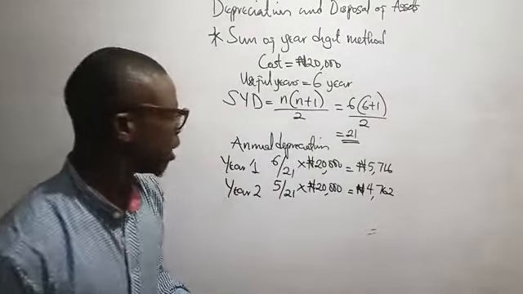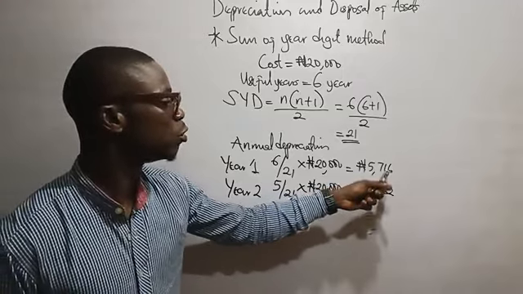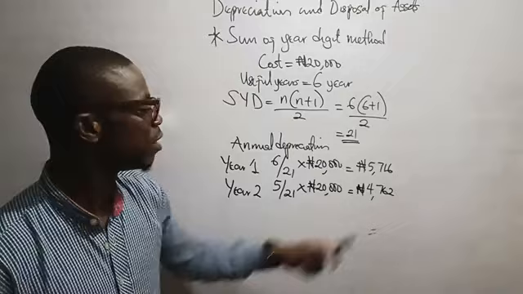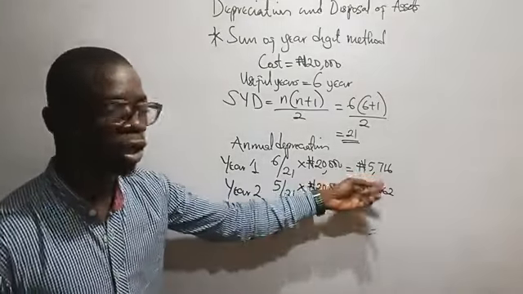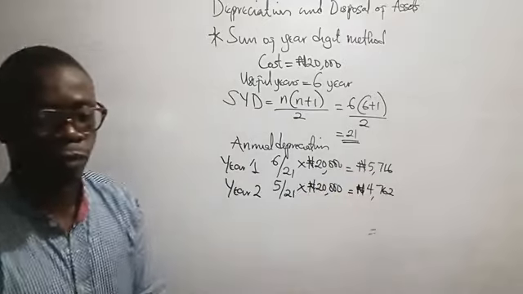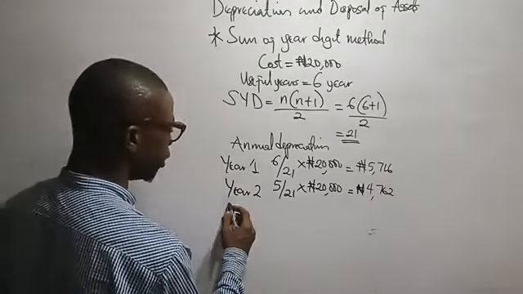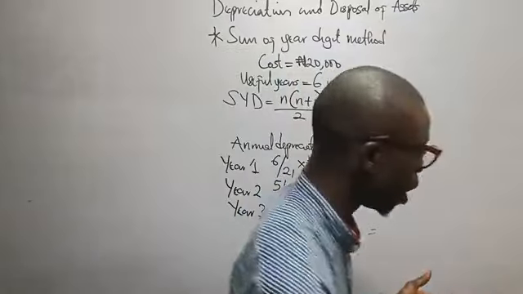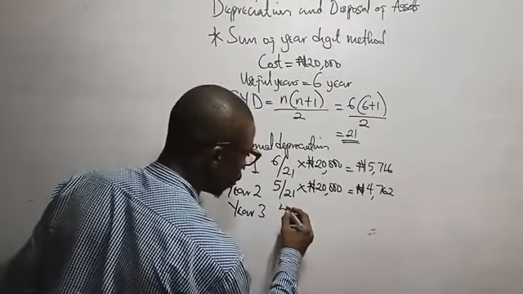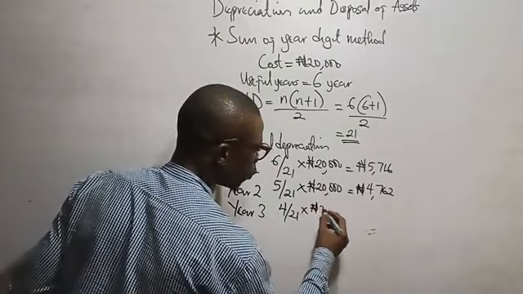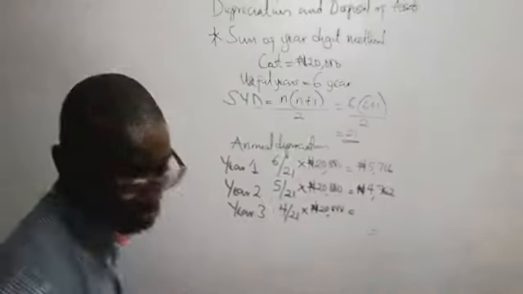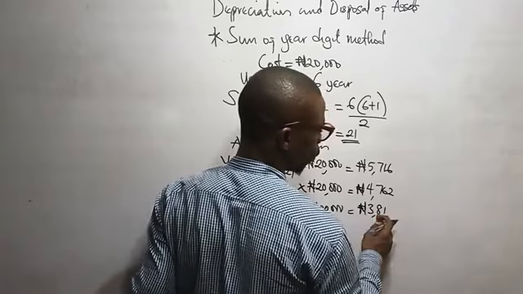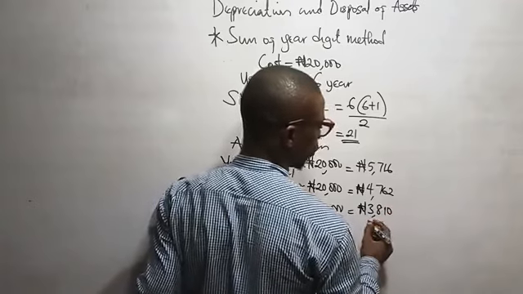You can see now. Look at year 1. What's the annual depreciation in year 1? It's 5,716. But in year 2 it is 4,762. That means as you are using the asset, the depreciation is reducing. So year 3: from year 3 to year 6, how many years do you have to use the asset? That's 4 years. That will be 4 over 21 times 20,000, which gives us 3,809 if you approximate it.